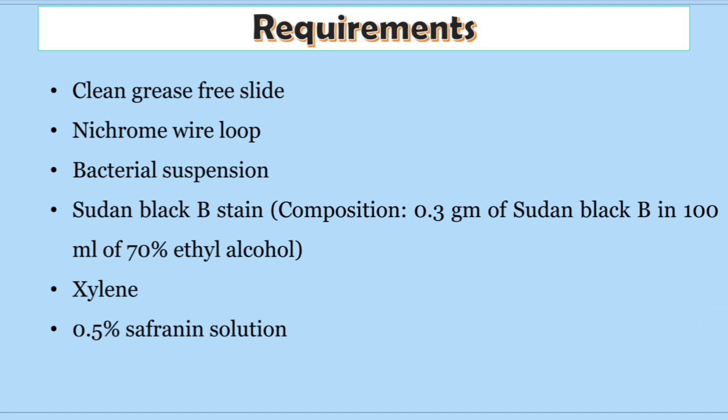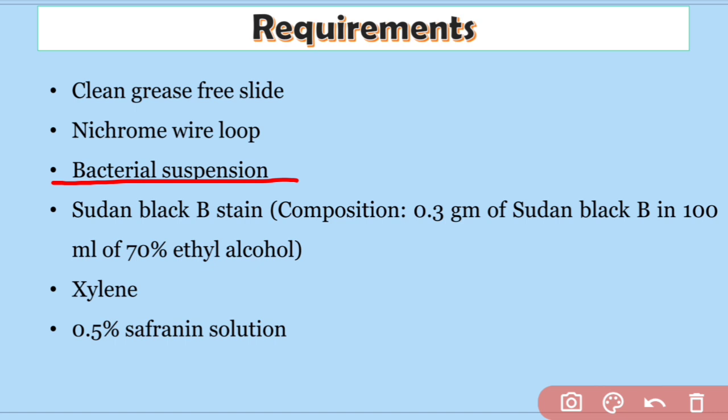Now let us see requirements. For performing PHB granule staining, we will require a clean grease-free slide, inoculating needle, bacterial suspension. An old culture of bacterial suspension will be required because bacterial cells which are in their logarithmic phase or which are having plenty of nutrients will not produce these PHB granules.